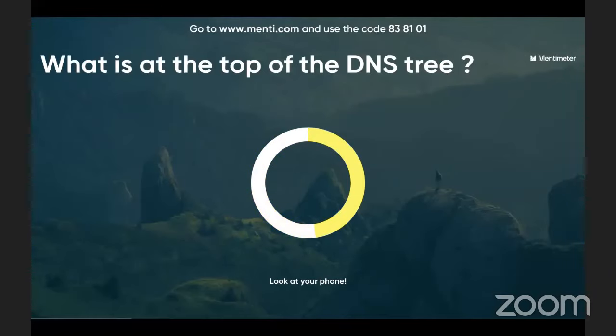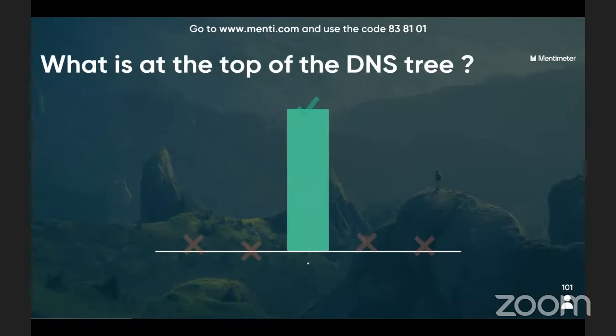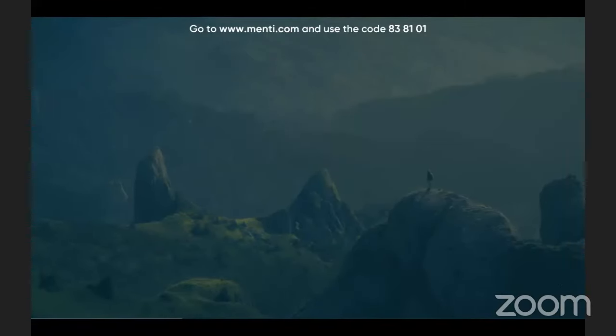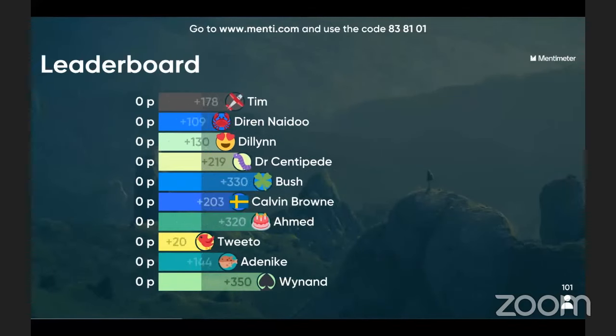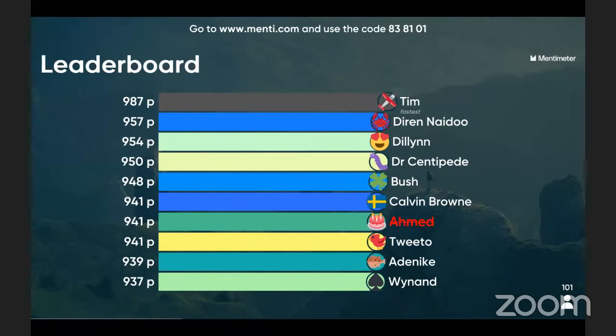What is at the top of the DNS tree? You'll have 15 seconds to give your answer. What is at the top of the DNS tree? Okay, 4 more seconds. Yes, we have the dot at the top. Some people did not follow us, but most of you have the right answer. Good. Next question. We see who is following us. This is good.